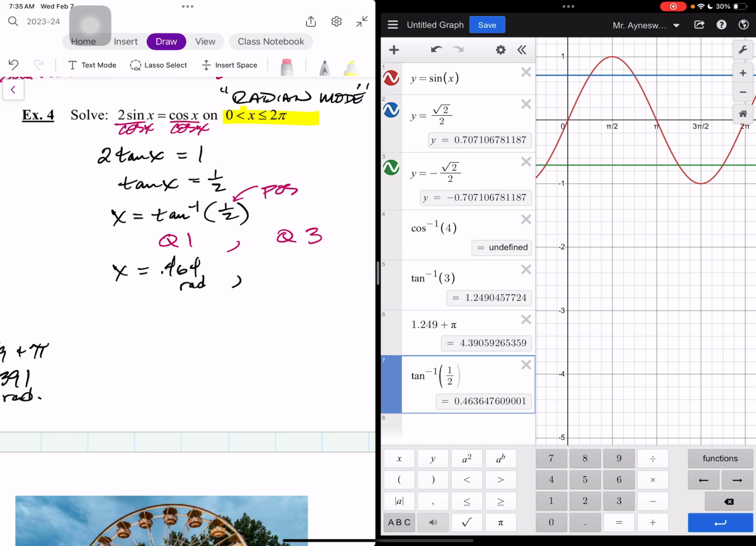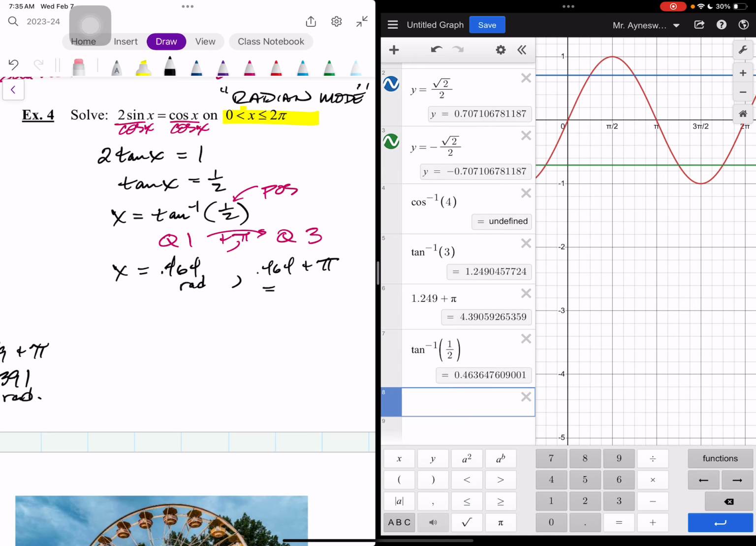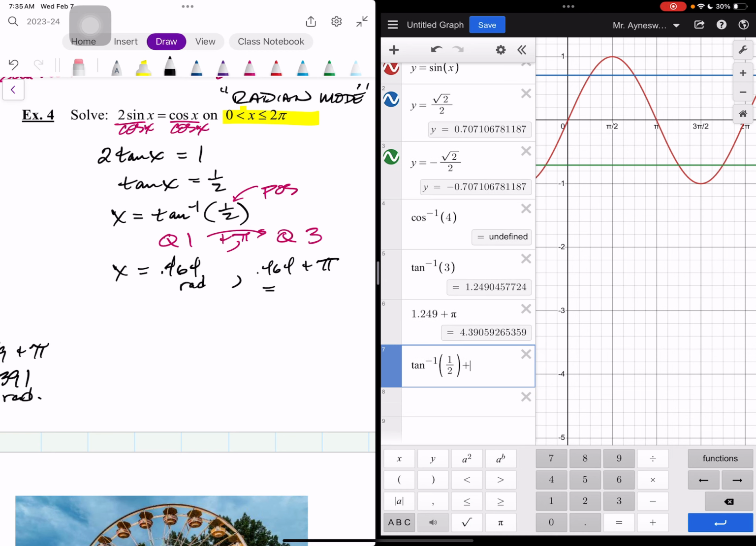Then to get from quadrant 1 to 3, all you do is add pi. Let's note that. From 1 to 3, simply add pi. So I'm going to take 0.464, add pi. Notice that I'm writing down my method here. To go from 1 to 3, you always add pi. Or if you're in quadrant 3, to get back to 1, you subtract pi. It's the same idea. So here we go, I'm just going to add pi, and you get 3.605.